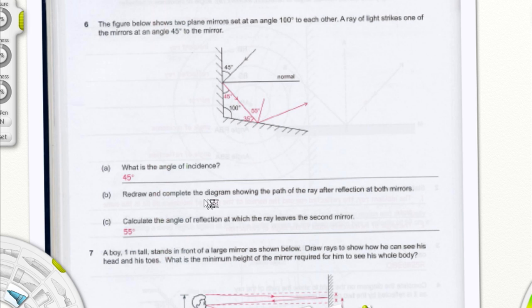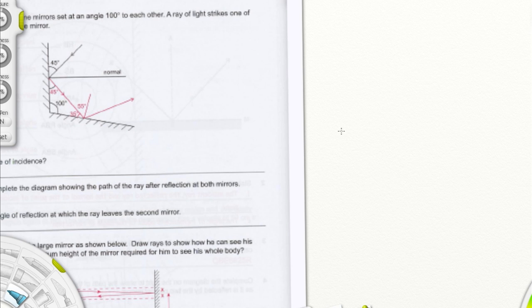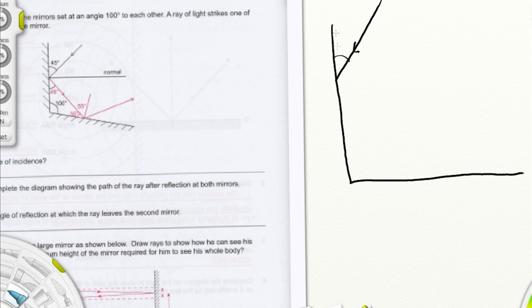Part B, redraw and complete the diagram below the path of the ray after reflection at both mirrors. So over here, this is the answer and it's not very clear. I'm going to redraw it and explain it at the same time. So these are the two mirrors. The ray strikes the mirror at 45 degree. But remember, this is not the angle of incidence. To find the angle of incidence, you have to draw in the normal. And angle of incidence is actually 45 because 90 minus 45 is 45 degree. So we know that the angle of reflection is also 45. And over here, obviously, 90 minus 45 will give you 45 again.